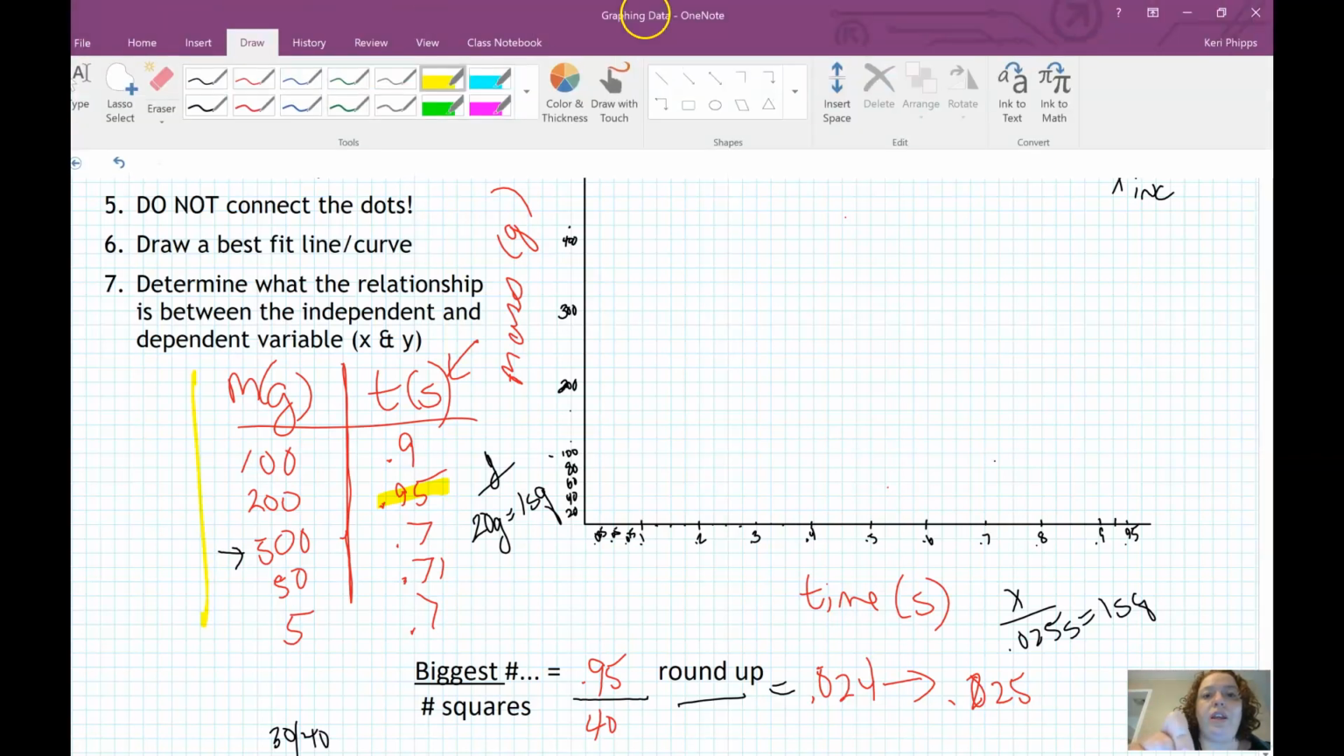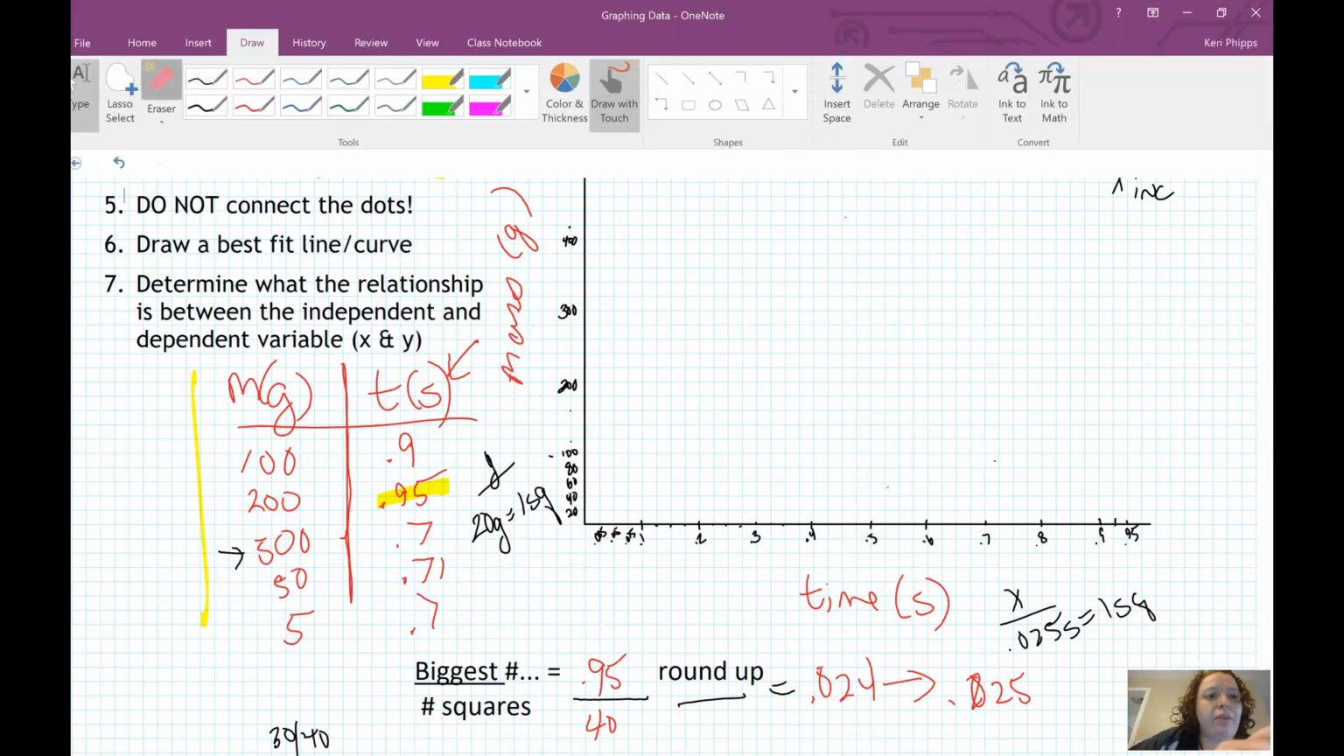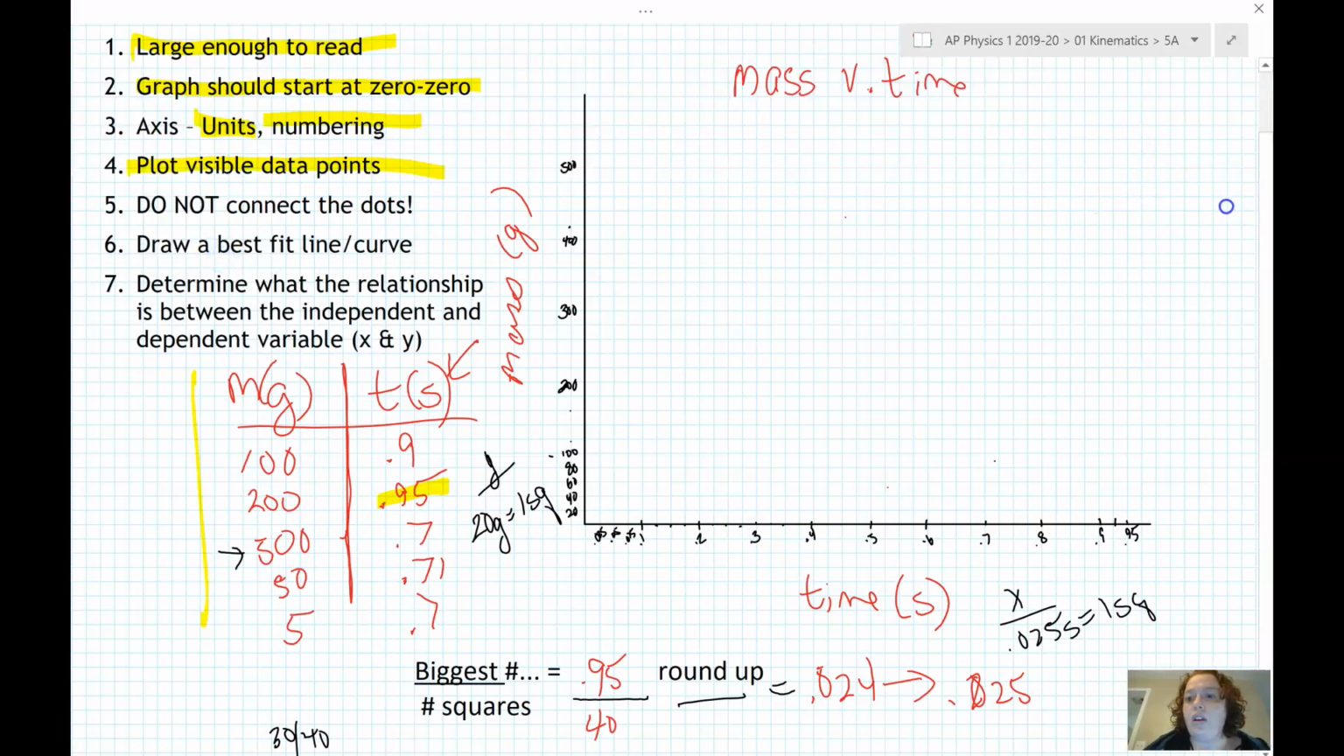Okay, so now we have gone through, we have set up our graph, we've set up our numbering, and we are now ready to plot our visible data points. All right, see how this is going to go.